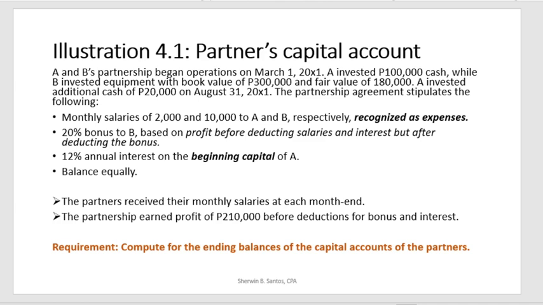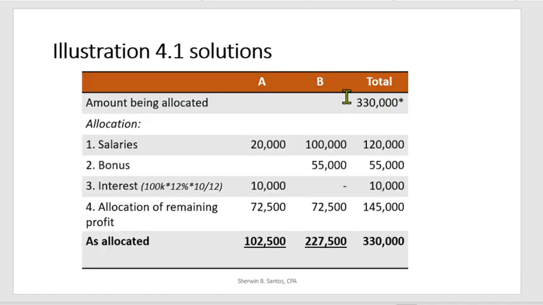So, i-add back natin. 120 plus 210,000. Total profit before salaries, interest, and bonus ay 330,000. Kasi kailangan mo yan when we compute for the correct allocations. So, ang salaries natin, 20,000, annualized na po ito. Then, 100,000 for B, 120.